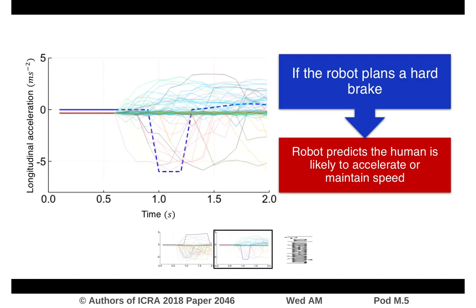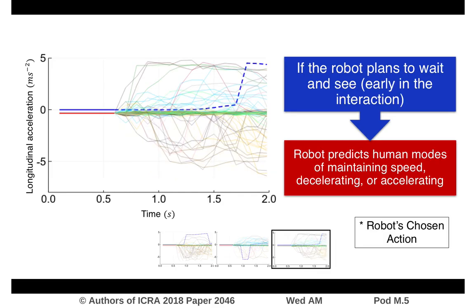Alternatively, starting from the same interaction history, if the robot plans a hard braking maneuver, we predict that the human is likely to accelerate to make the pass. If the robot considers a wait-and-see approach of maintaining speed, we see that our prediction model displays human modes of also maintaining speed, decelerating, or accelerating.